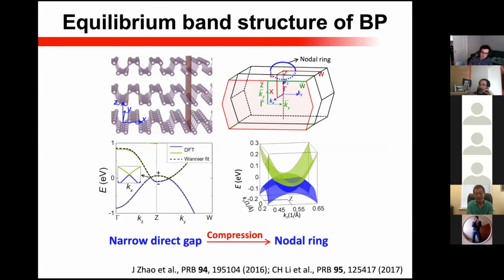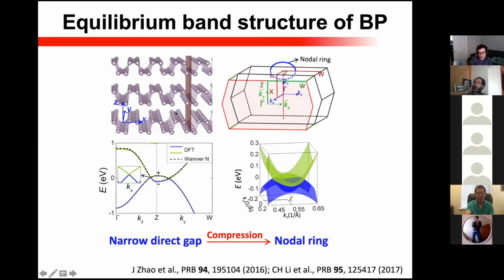Here is an example of interest today, which is black phosphorus, and its equilibrium band structure without light illumination. Here on the top left is the structure of this material, and on the top right is the first Brillouin zone I plotted. This material is a narrow gap semiconductor.